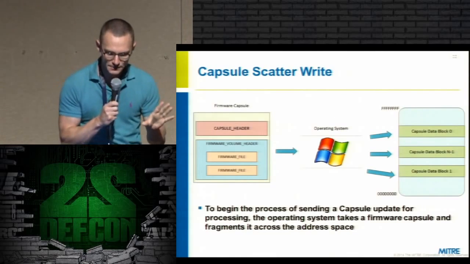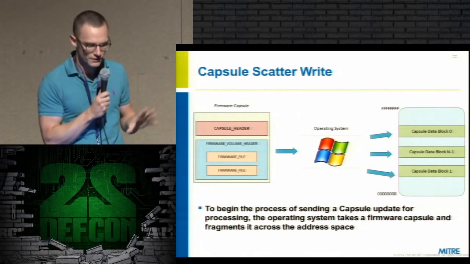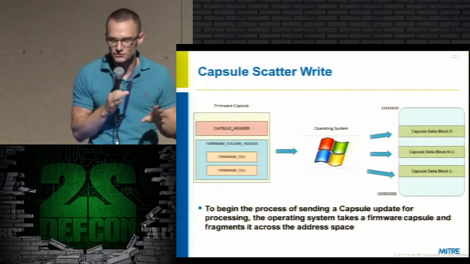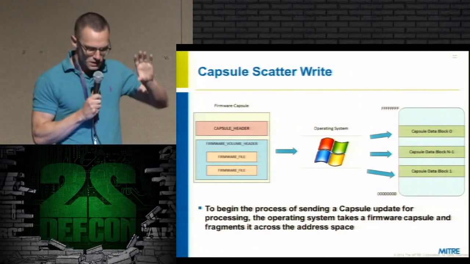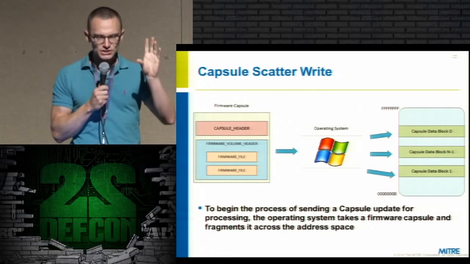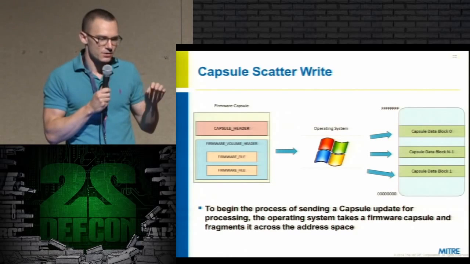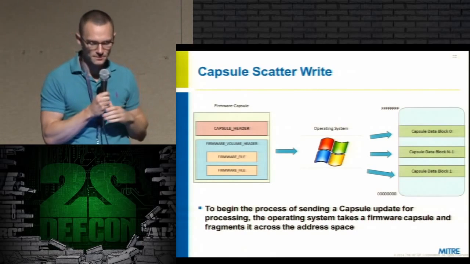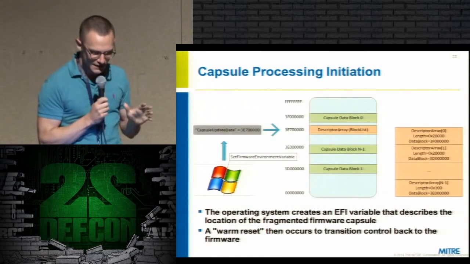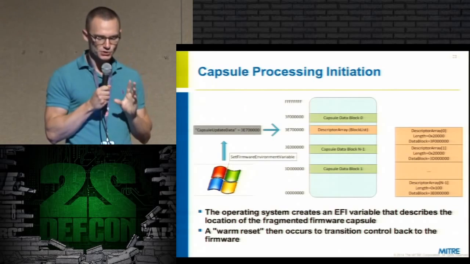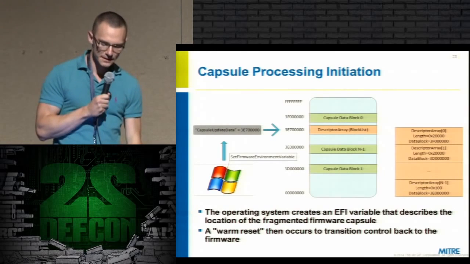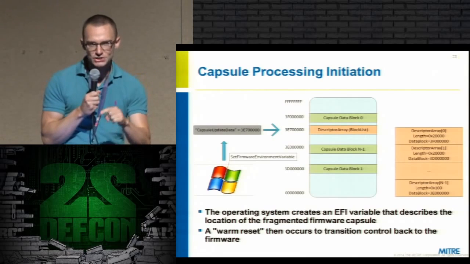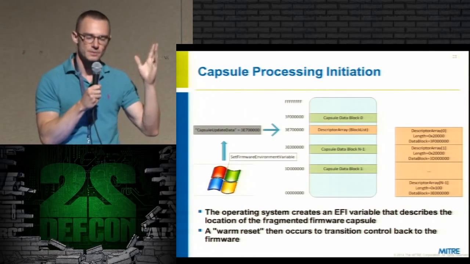So this is basically how capsule update works. You have a firmware capsule that contains things like a BIOS update. It can do other things, but for the sake of general discussion, let's say BIOS update. And the operating system will take this capsule and then scatter write it to memory in case the RAM is constrained and you can't find a large contiguous allocation. They'll just scatter write it to the address space. And then the operating system creates a special UEFI variable called capsule update data. It's essentially a pointer to a scatter gather list which links to the location of all these individual fragments for the capsule in memory.